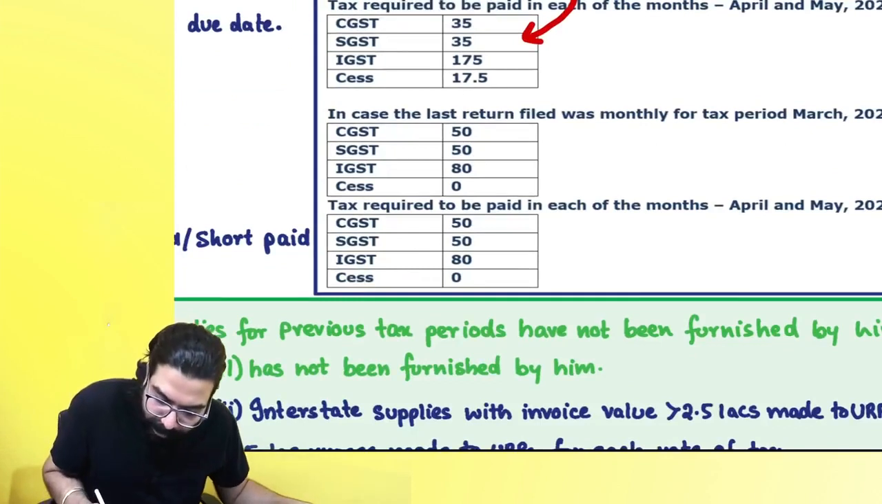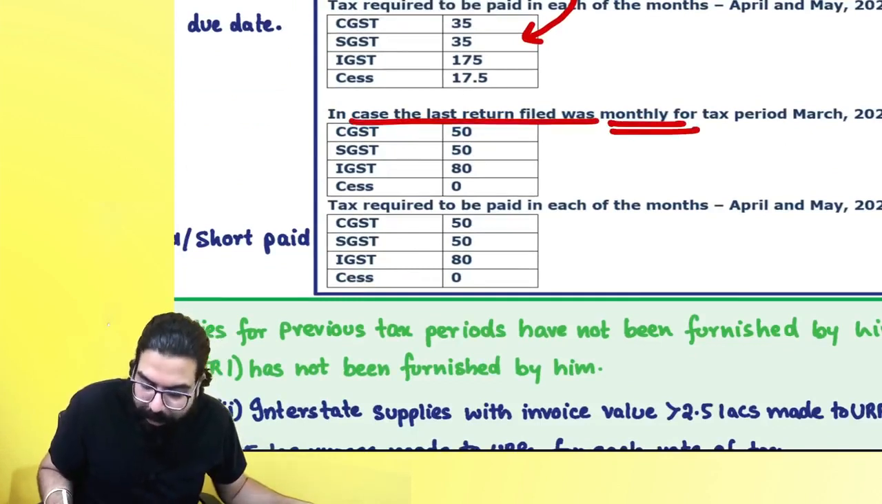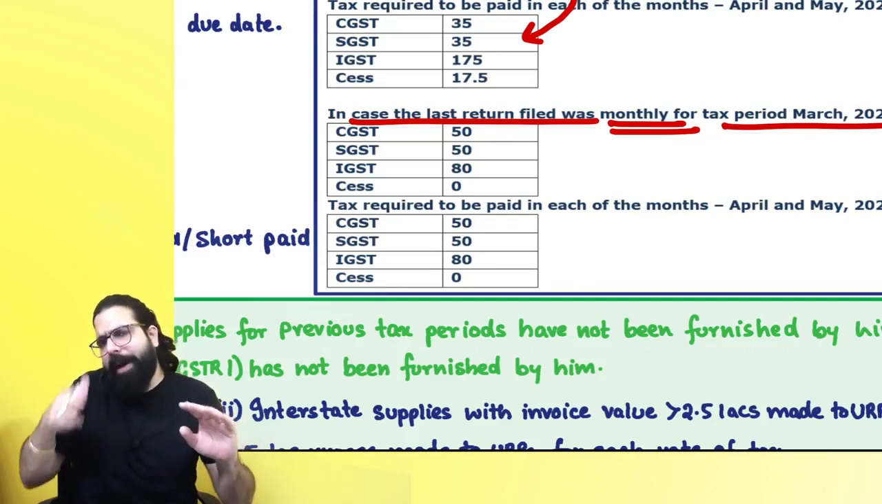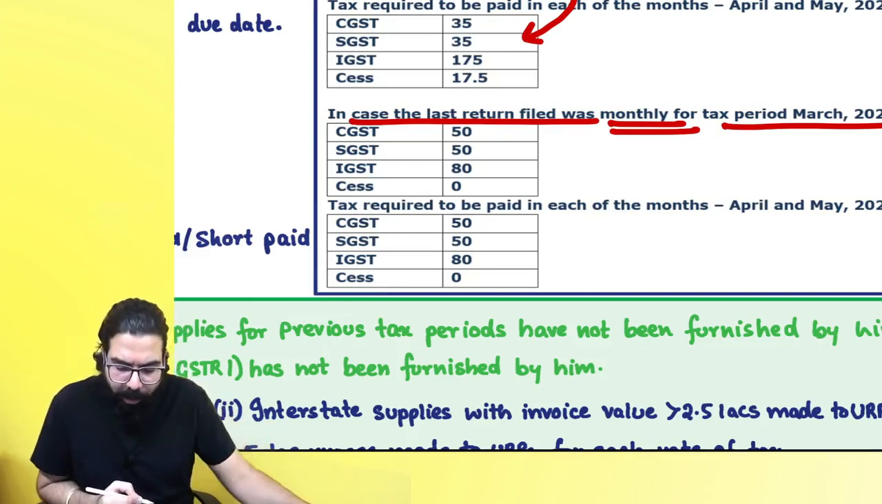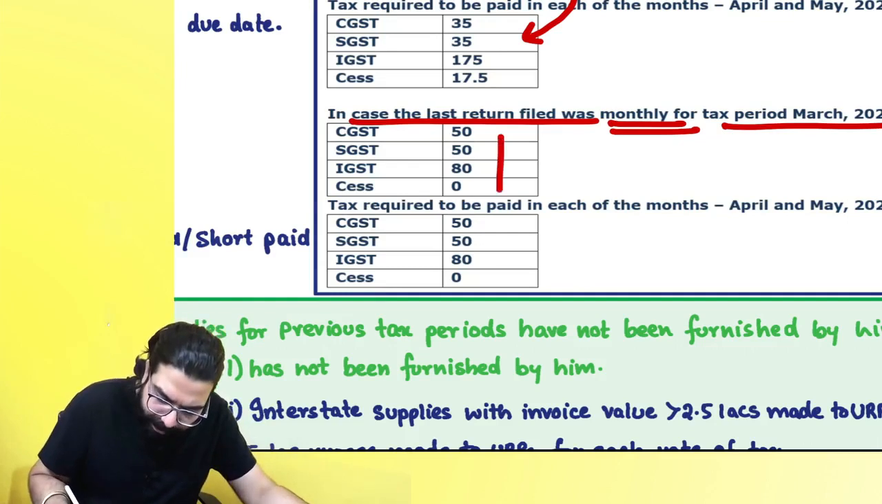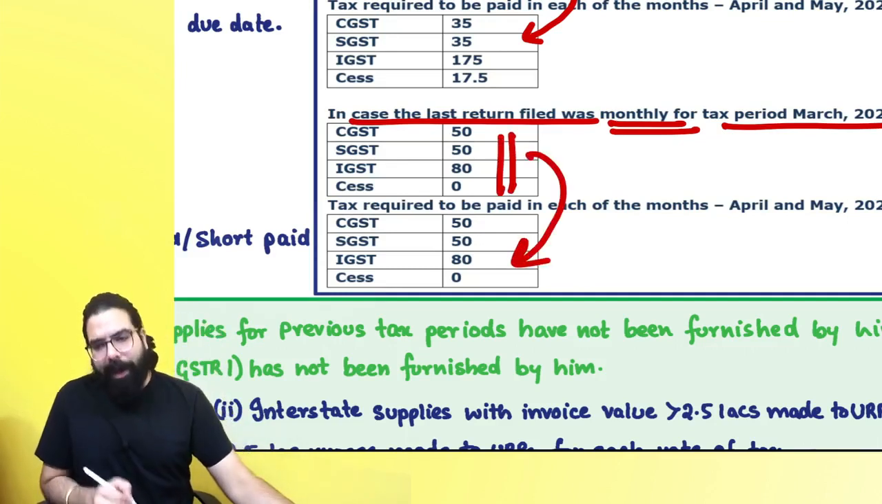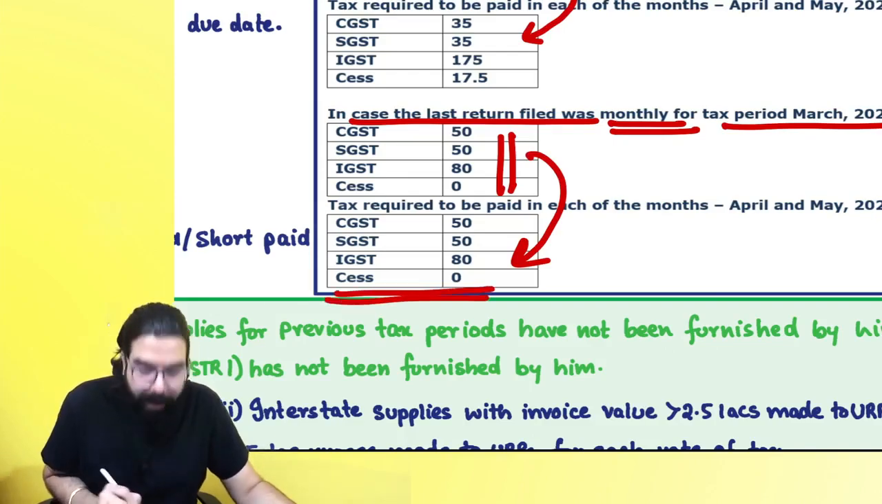Sir, supposing the last return was filed monthly, then for the month of March, for example, whatever you had paid in cash, they are telling you that this is the amount. You can pay, sir, the total 100%.